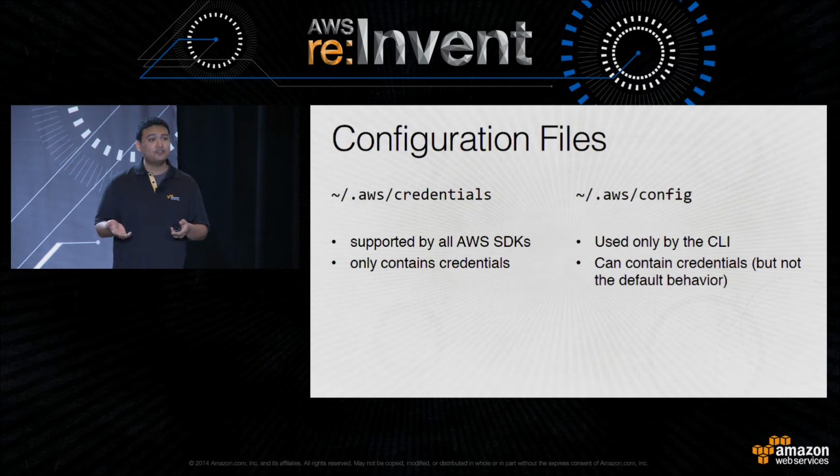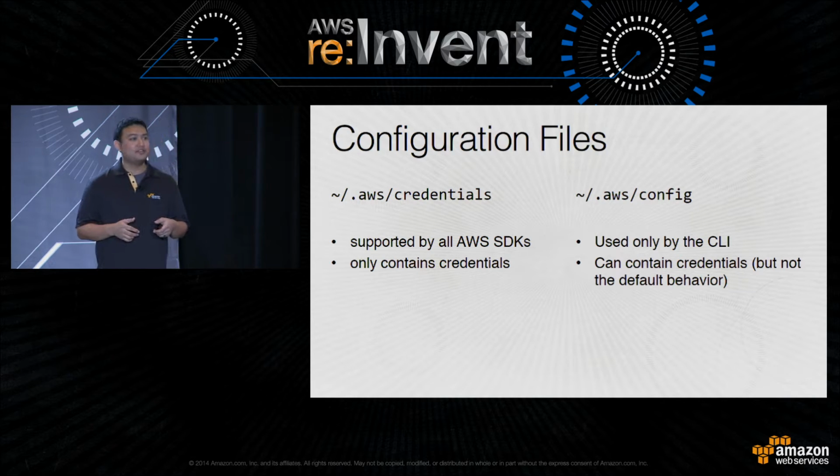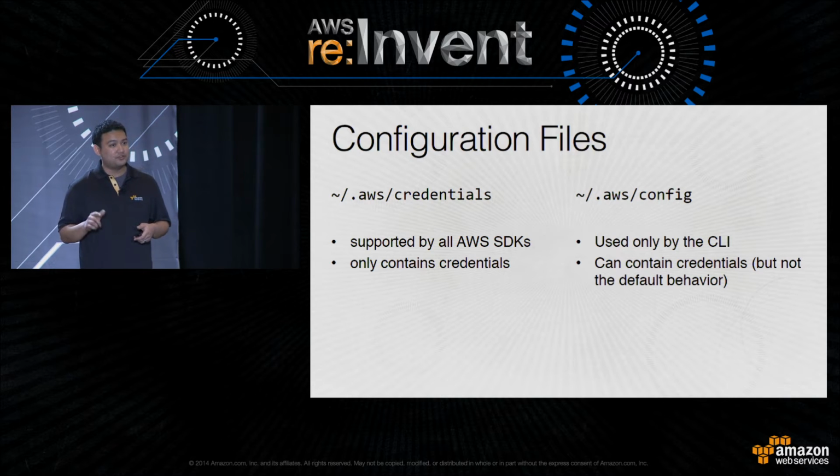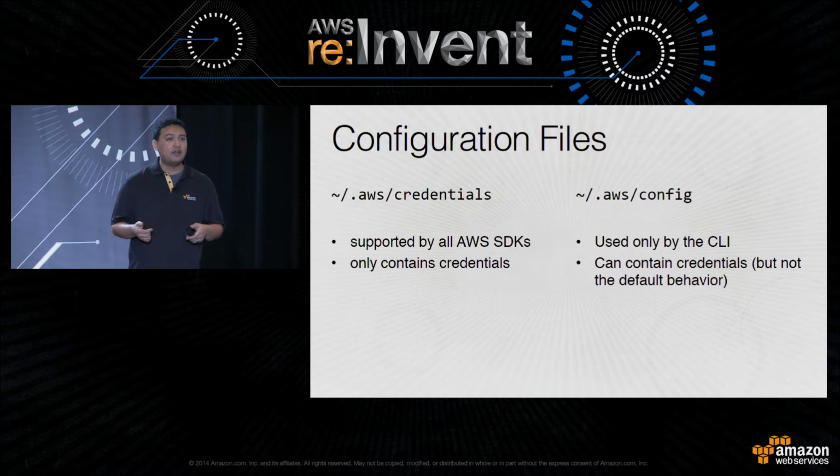There's this credentials file on the left, and then there's a config file. Now, the shared credentials file, you'll hear it commonly referred to as the shared credentials file. It only contains credentials, so access key, secret key, and an optional session token. And the nice thing about this is, by default, the AWS CLI will write all the credentials to the shared credentials file. And other AWS SDKs understand this format.